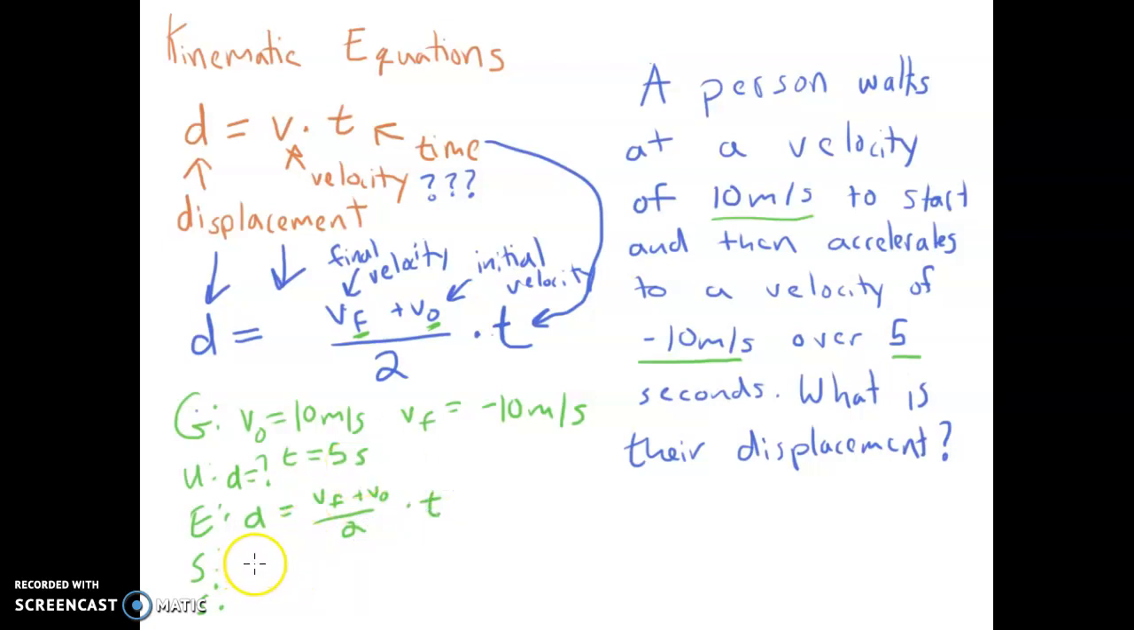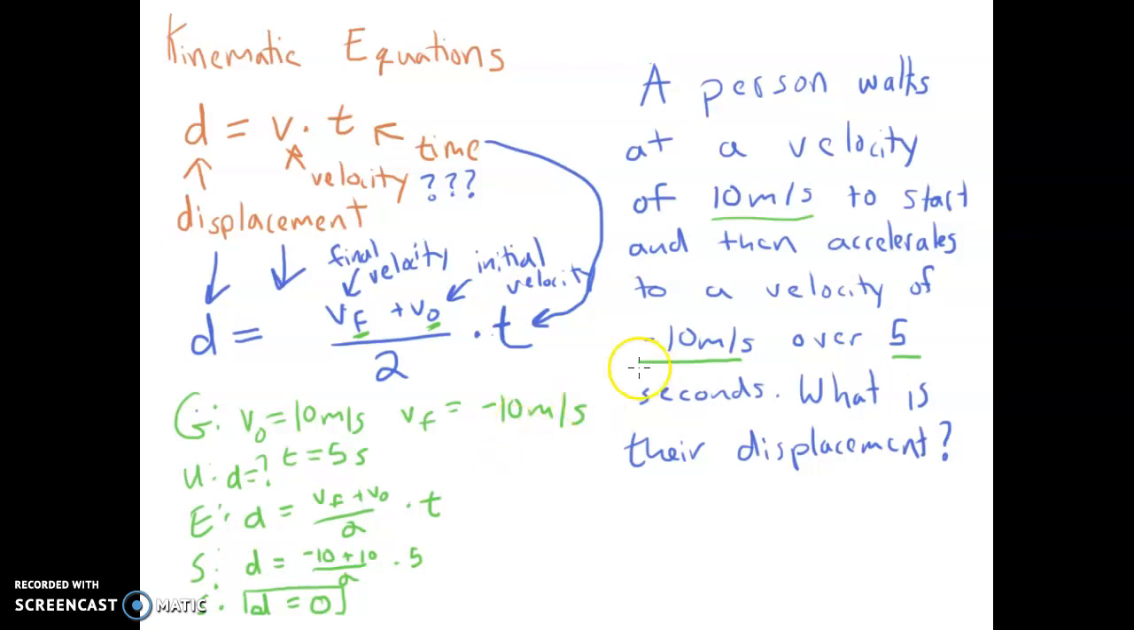And then substituting in, we have negative 10 plus 10 divided by 2 times 5. And when we solve, well, negative 10 plus 10 is 0. 0 divided by 2 is 0, times 5 is 0. So we have a displacement of 0. Okay. And that is our answer.